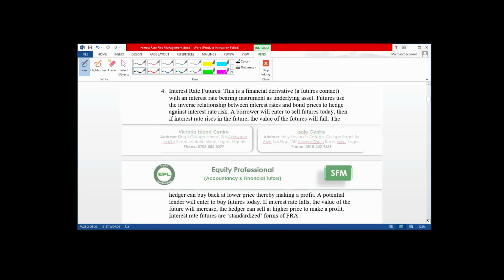If interest rate rises, value of futures fall. A potential borrower will sell futures at the commencement of the hedging. If interest rate rises, value of futures will fall. The borrower can buy futures back at a low price, thereby making profits.